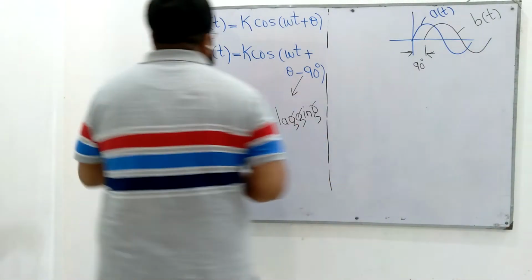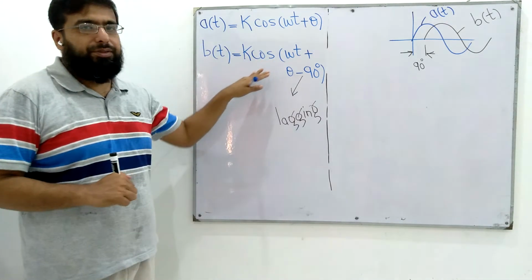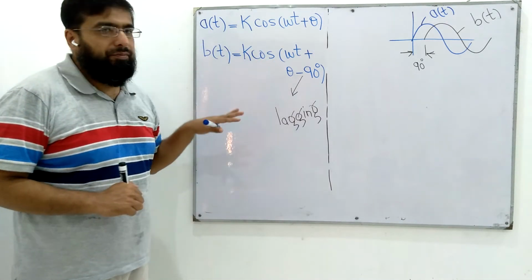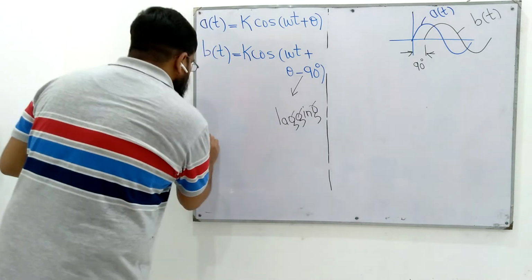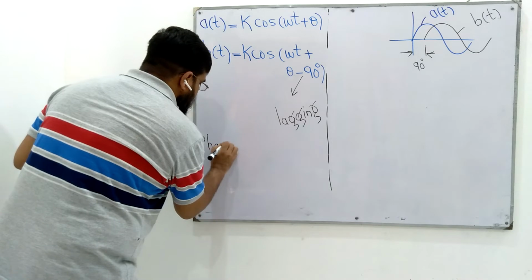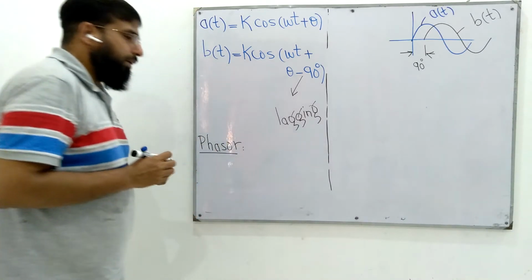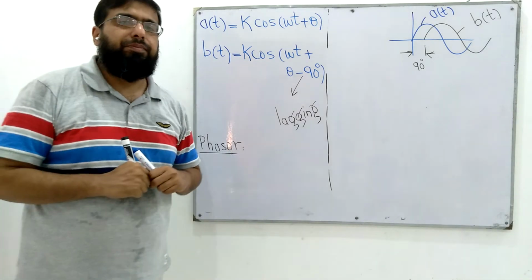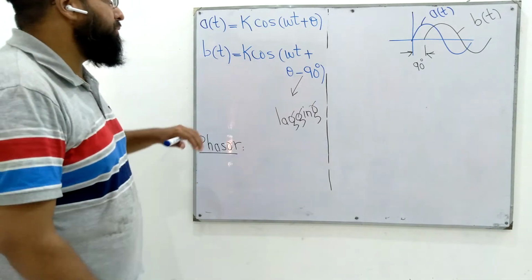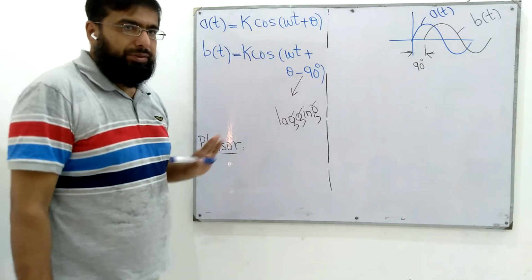Right? For these signals for which we have the same magnitude and same frequency, we can write them in the form of phasors. Let's see what a phasor is. A phasor is a vector representation for which we have a magnitude term and a phase term, and we use it for sinusoids when two sinusoids have same magnitude and same frequency.